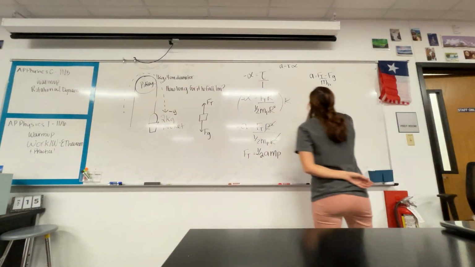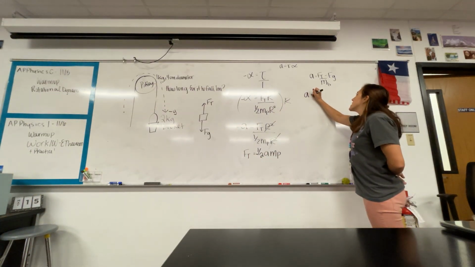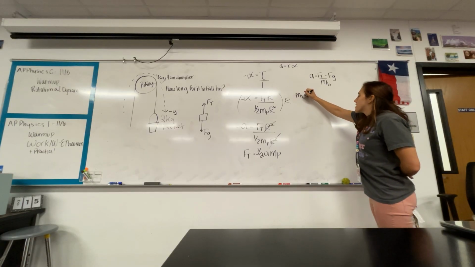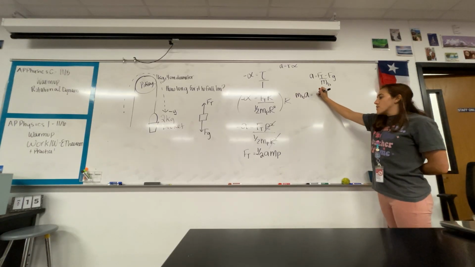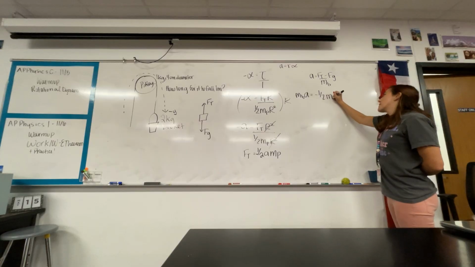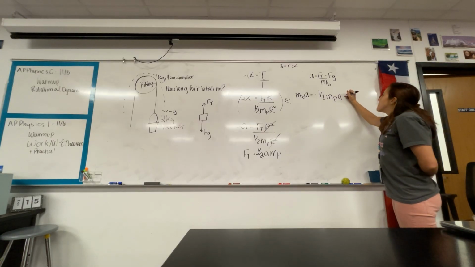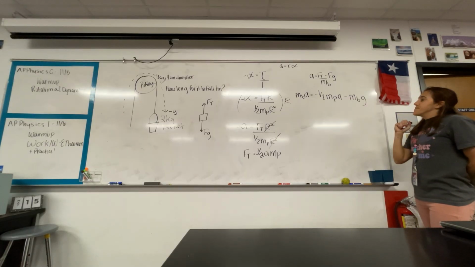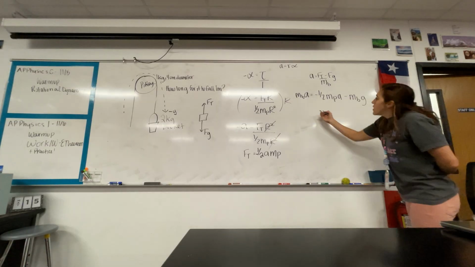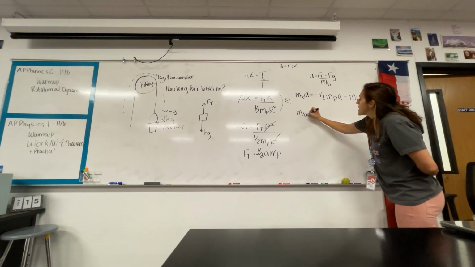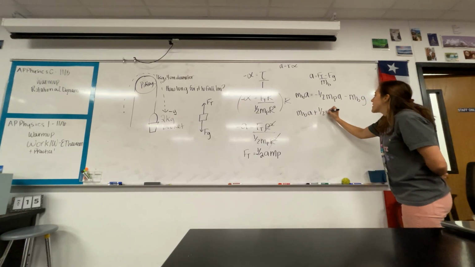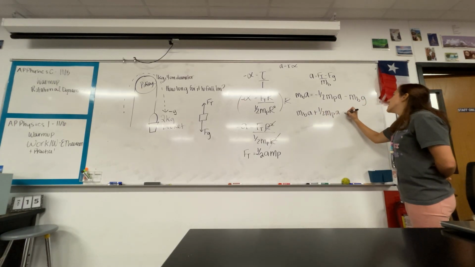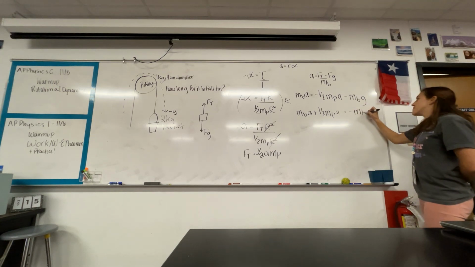All right, plugging that in. Acceleration is equal to, I'm just going to put mb back over here. mb a is equal to negative 1/2 mp a minus mb g. Now it's just algebra. So mb a plus 1/2 mp a is equal to negative mb g.